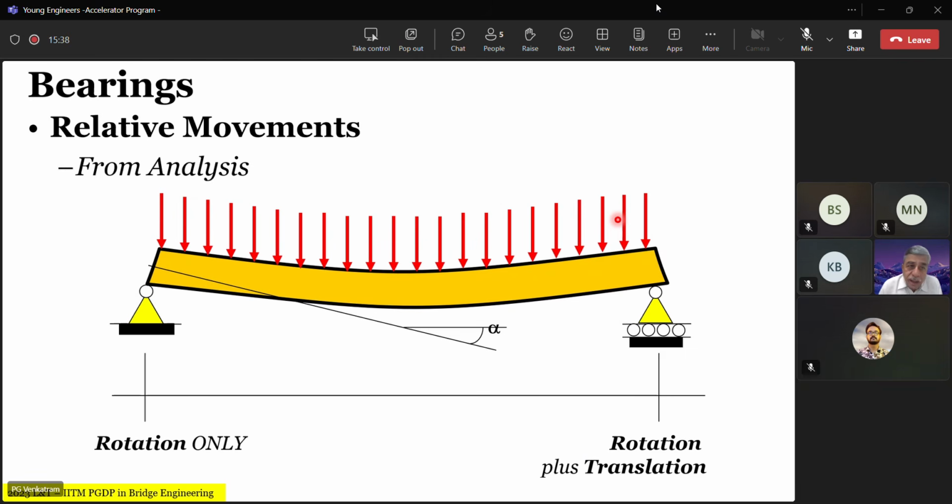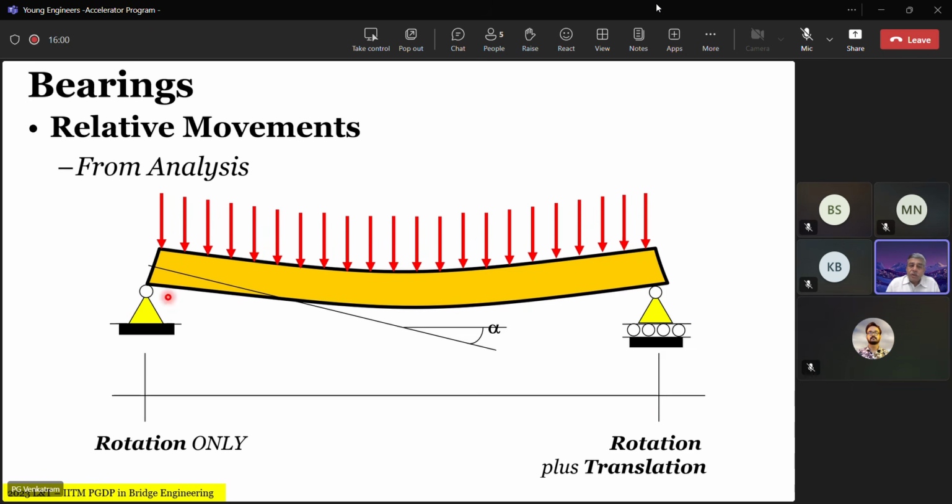Now, how do we get these movements? How do we get this relative movement? It's a simple one. We get it from analysis. Now, remember, the analysis is correct if your boundary condition is right, and you need to design the boundary condition, you need to do the analysis. So there's an interrelationship between them. Therefore, you need to understand the bearings a little better.